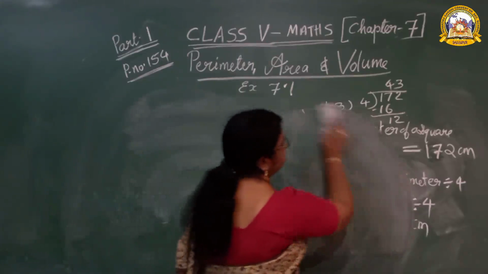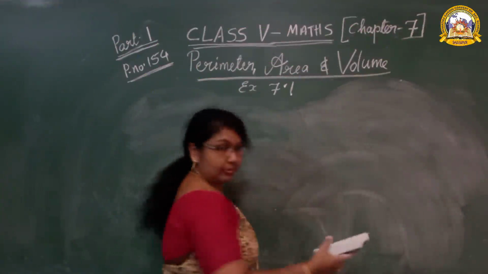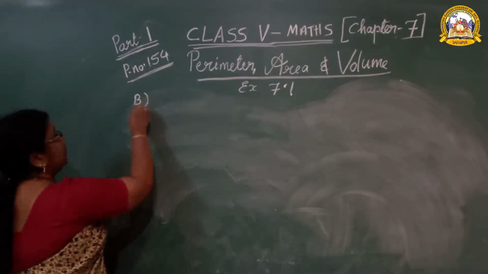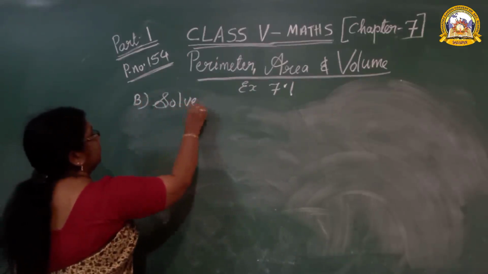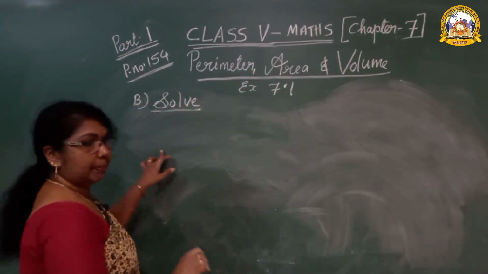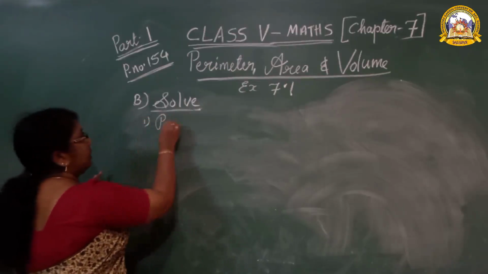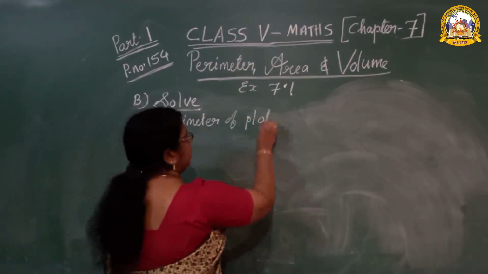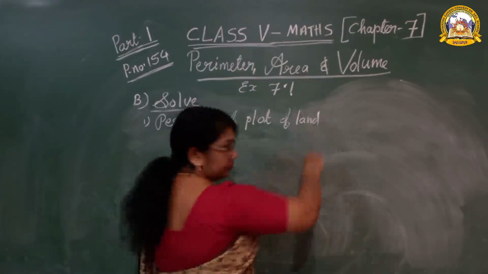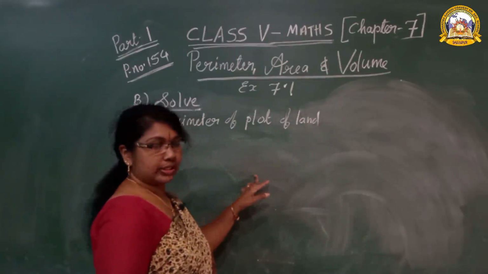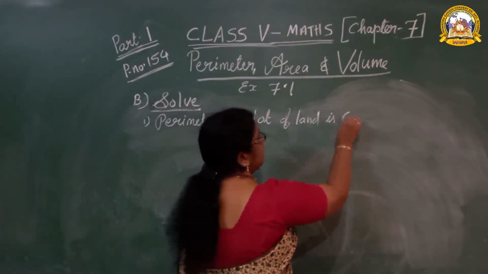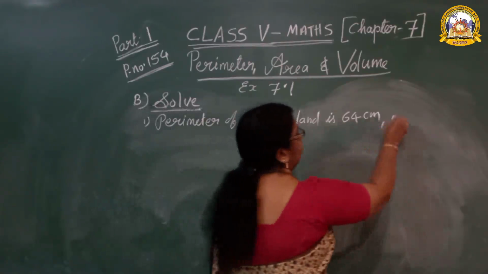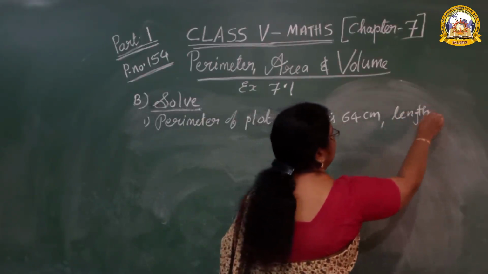Exercise 7.1. To the first question, the perimeter of a square plot. Question B. Solve the word sums. First one: the perimeter of a plot of land is 64 centimeter. What is the length of each side?